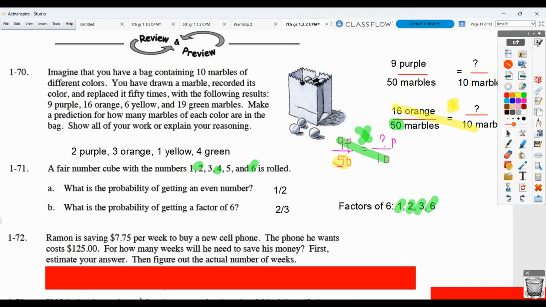172. Ramon is saving this much per week to buy a new cell phone. The phone he wants costs $125. How many weeks does he have to save his money? First, they want you to estimate and figure it out exactly.